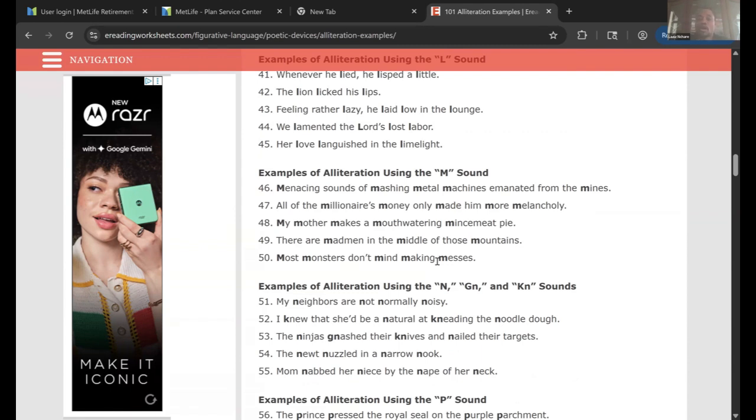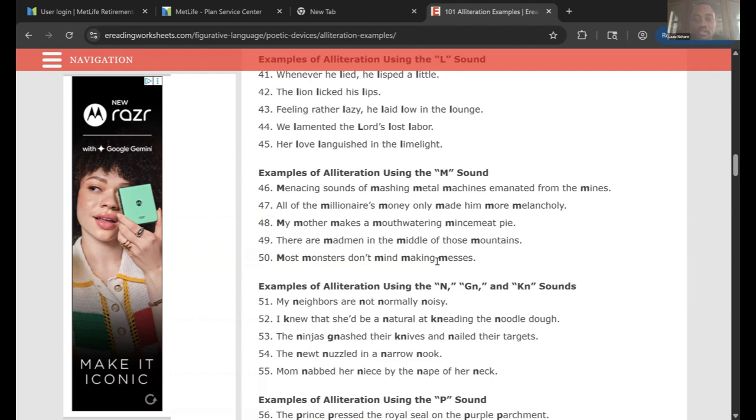Okay. 52. I knew that she would be a natural at kneading the noodle dough. The ninjas, what does "kneading" mean? Kneading. Kneading. Pétrir. Okay. Now, the ninjas nix their knives and nail their targets.